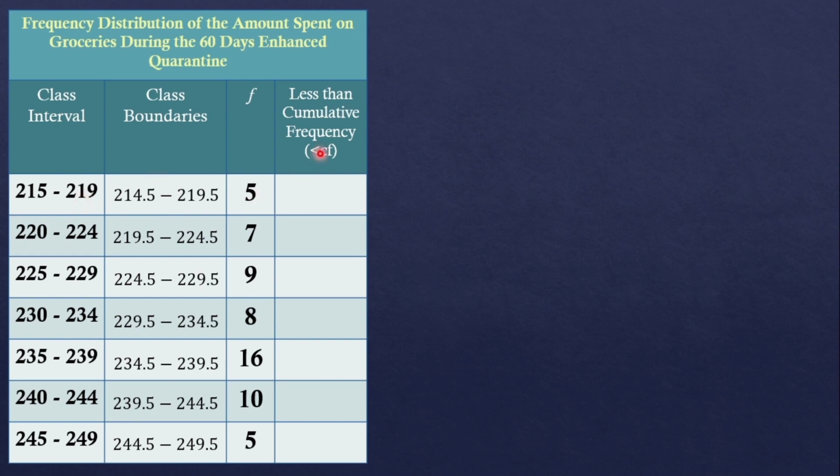How do we get the less than cumulative frequency? So, ito po yung symbol. Okay, so we need to have this para makapag-graph po tayo. Okay, so how do we get the less than cumulative frequency? First, sabi ko nga kanina, kapag less than, we are adding. So, ang starting natin dito is 5. Pag less than, adding, and pag more than, subtracting. So, yun po ang tatandaan natin.